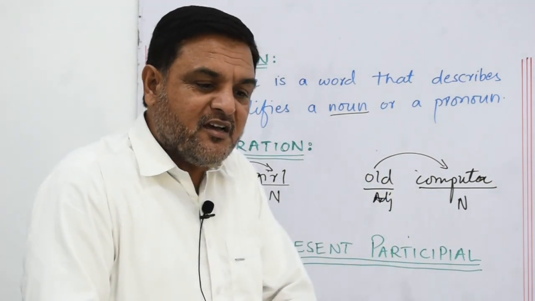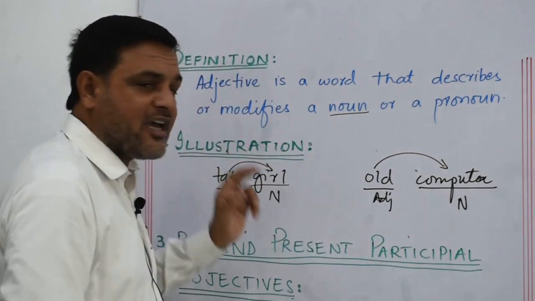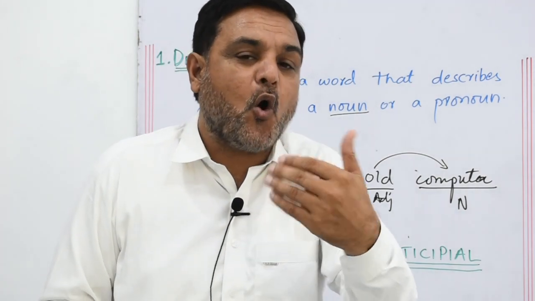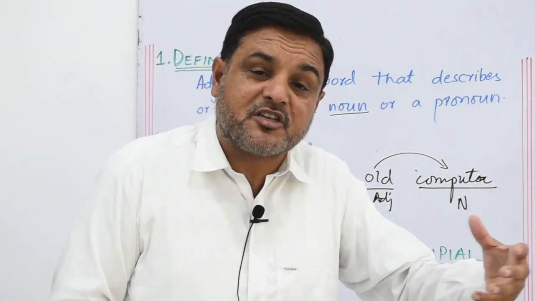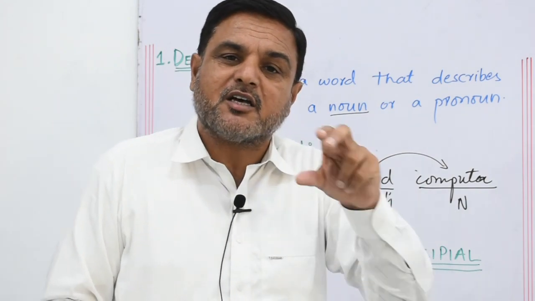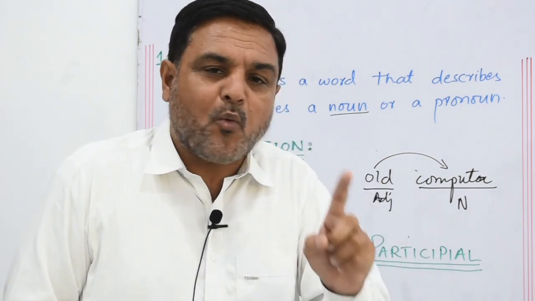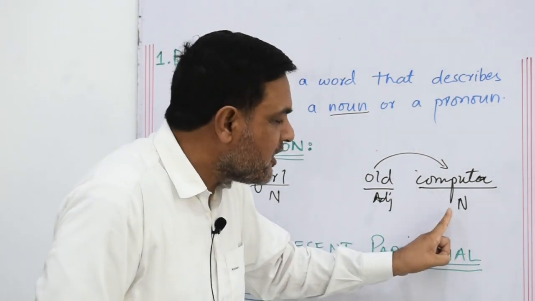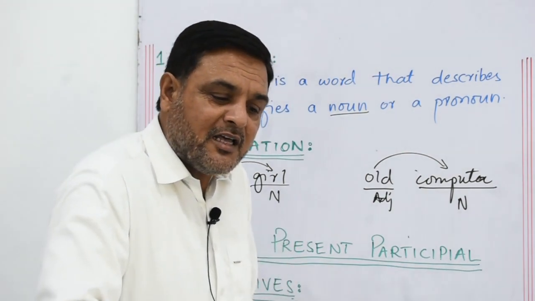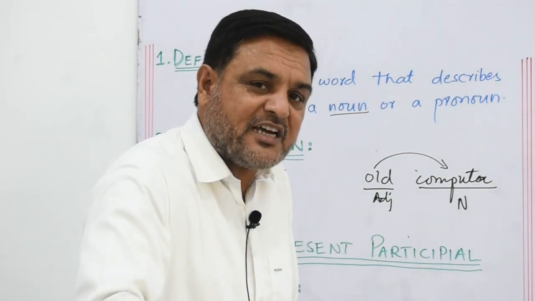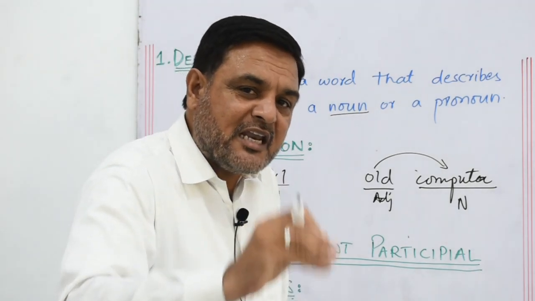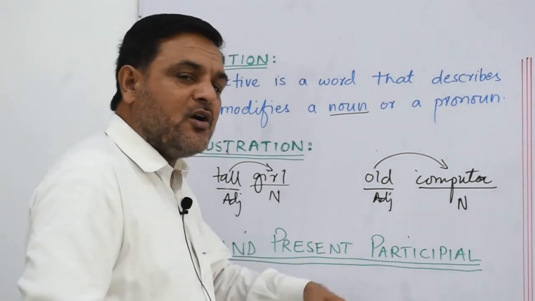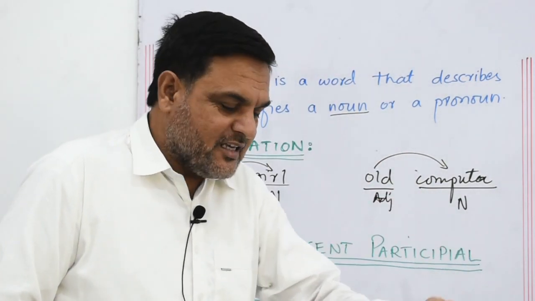And you can also say that there is a difference if you talk about modification, the concept of modification. There is a difference between computer and old computer. Every computer is not old. So there is a difference between computer and old computer. What has made the difference? Old. In the meaning of what? Computer. Computer is a noun. So a word that makes a difference, that changes the meaning of a noun or pronoun, is called an adjective. So that's why old in this example can be called an adjective.